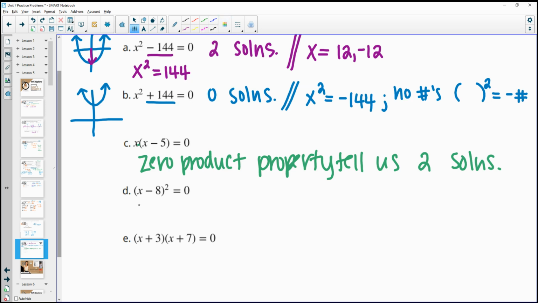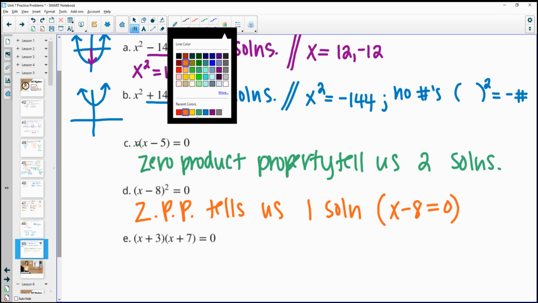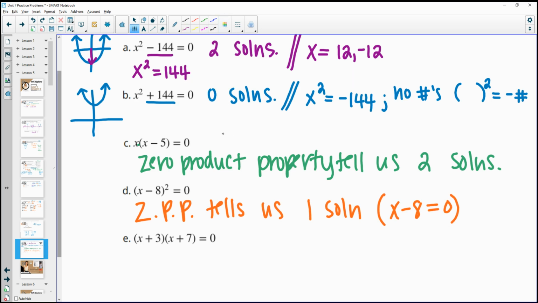And then the zero product property again. So I'm just going to call that ZPP. So the zero product property tells us 1 solution here, because it's just going to be where x − 8 = 0. That's going to be the only solution. Where in this one up here, it was that x = 0 or x − 5 = 0, so we know we'll have two solutions.